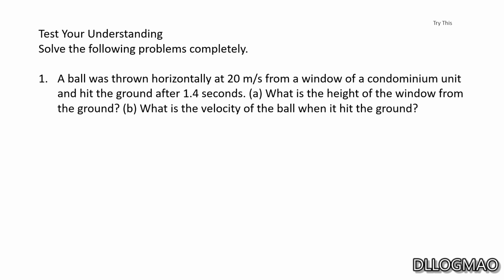Number 1. A ball was thrown horizontally at 20 meters per second from a window of a condominium unit and hit the ground after 1.4 seconds. A. What is the height of the window from the ground? B. What is the velocity of the ball when it hit the ground?